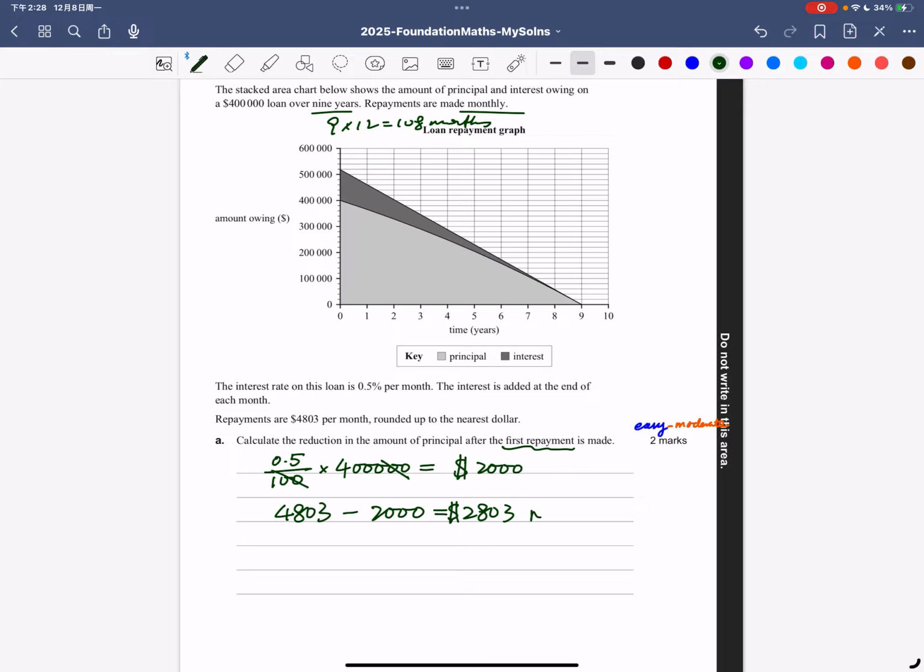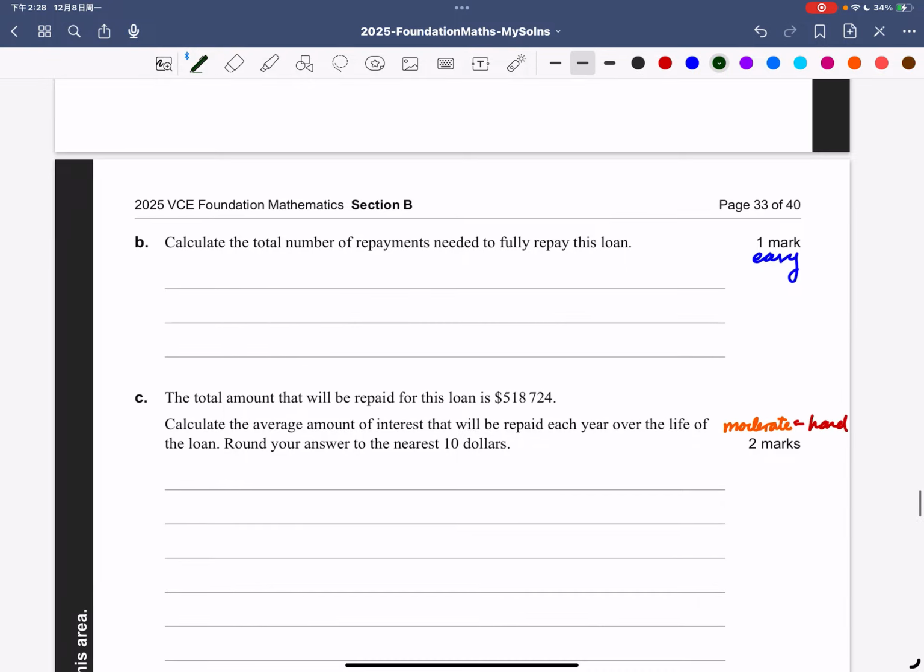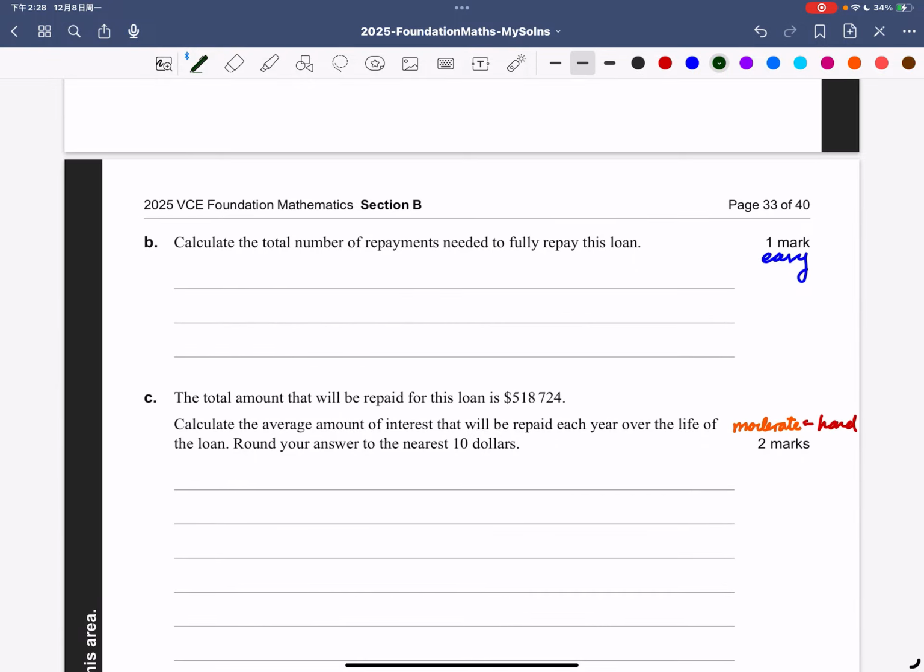So that's the reduction after the first payment is made. Okay. Yep, that's pretty much the reduction for the first month. The next thing is calculate the total number of repayments needed to fully repay this loan. 9 years times 12 months. Each month you have one payment. So that's 108 repayments.